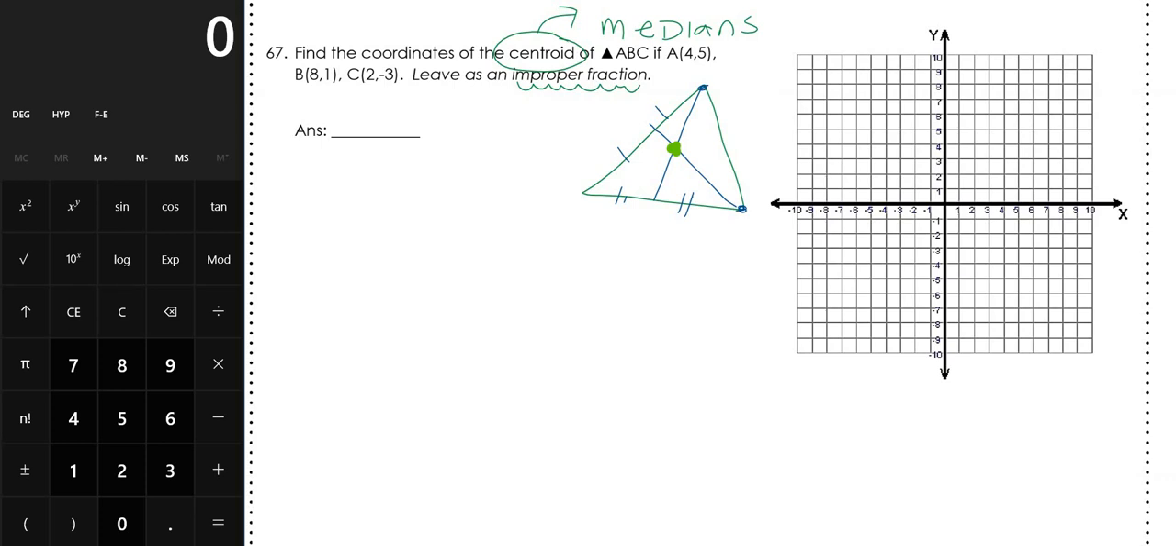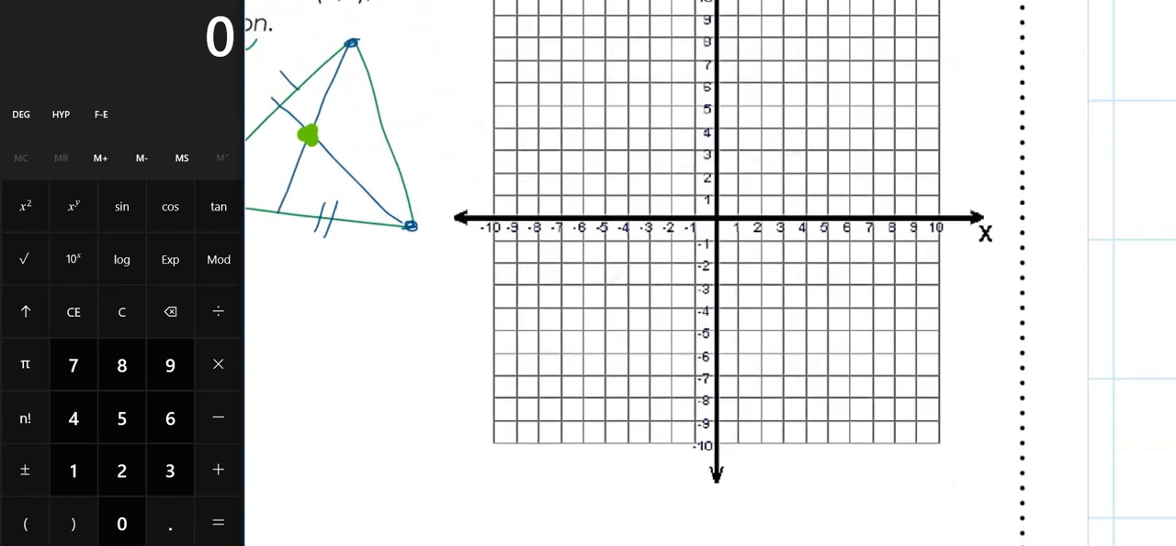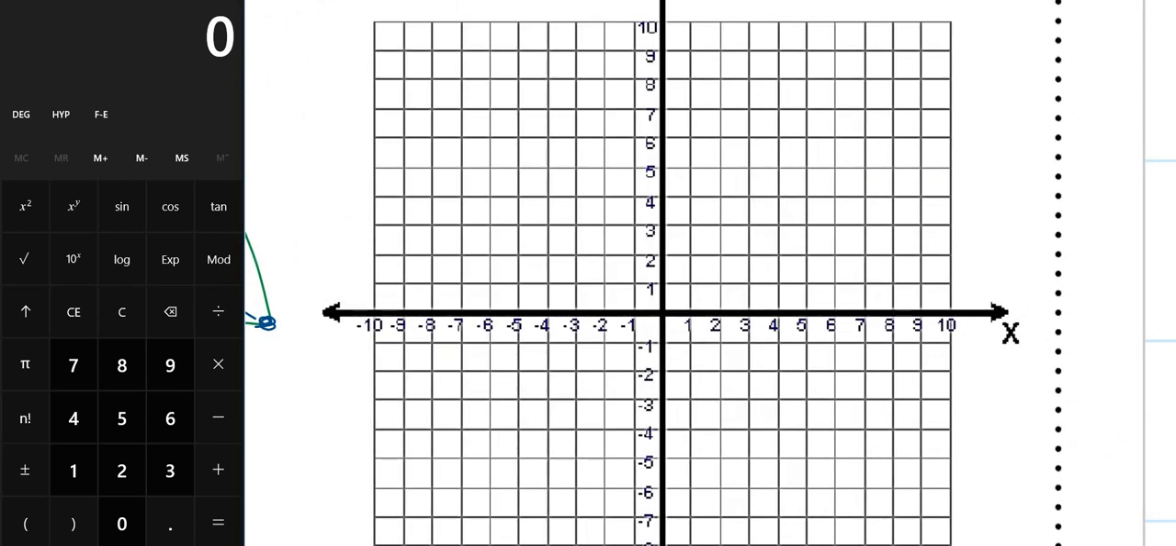So we can do this visually and try to approximate the centroid, or we can use a centroid formula. Now, I'm going to go ahead and approximate where the centroid is first, and then I'll show you the formula. So what we're going to have to do first is plot all 3 points and connect this triangle. So my first point for A is at 4, 5. My next point is at 8, 1. And then my last point is at 2, negative 3. I'm going to go ahead and connect.